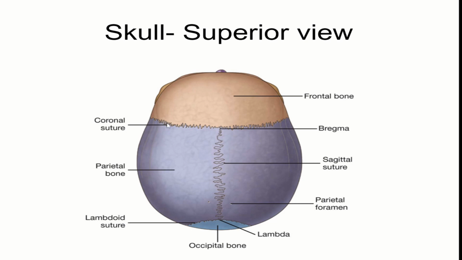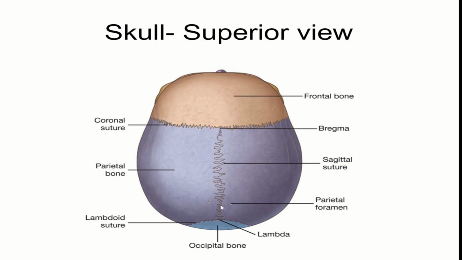And so they are these jagged lines as the bones grew in together. So starting here, we have the coronal suture. This is the one that attaches the frontal bone to the two parietal bones, and it runs over the top of the skull, right at the back of the frontal bone.